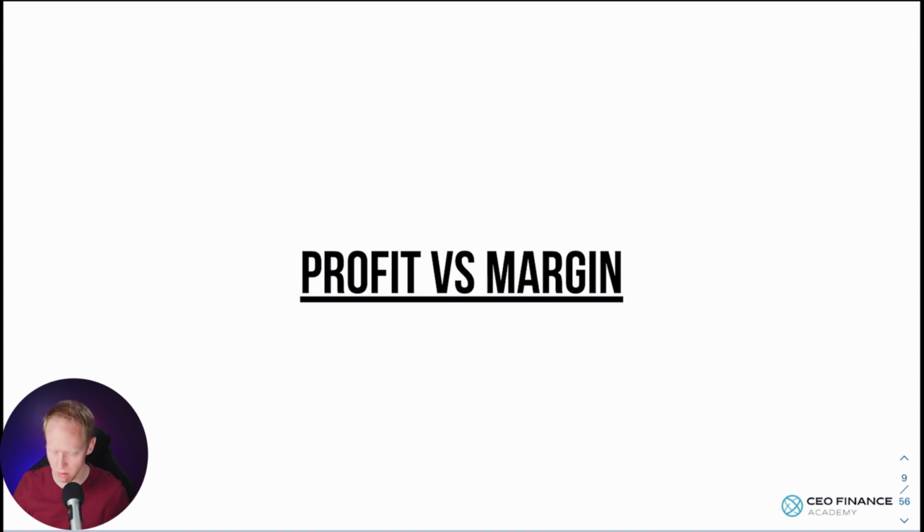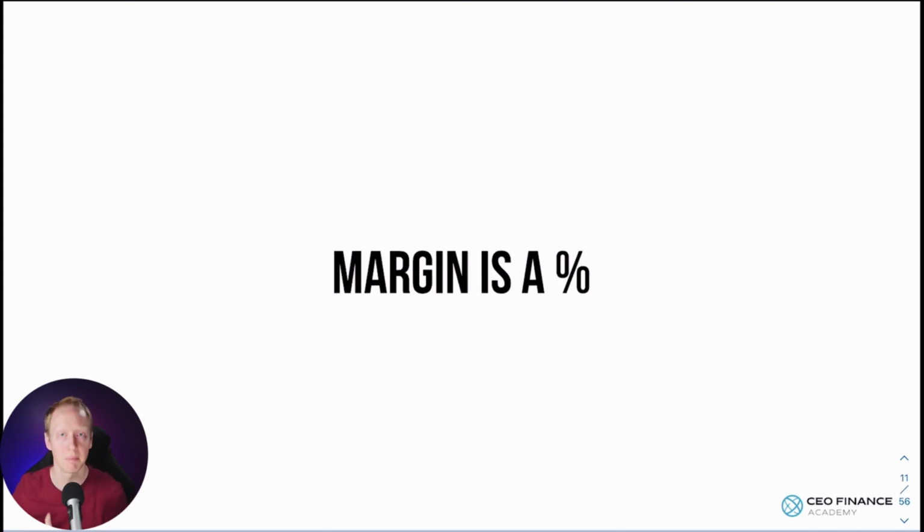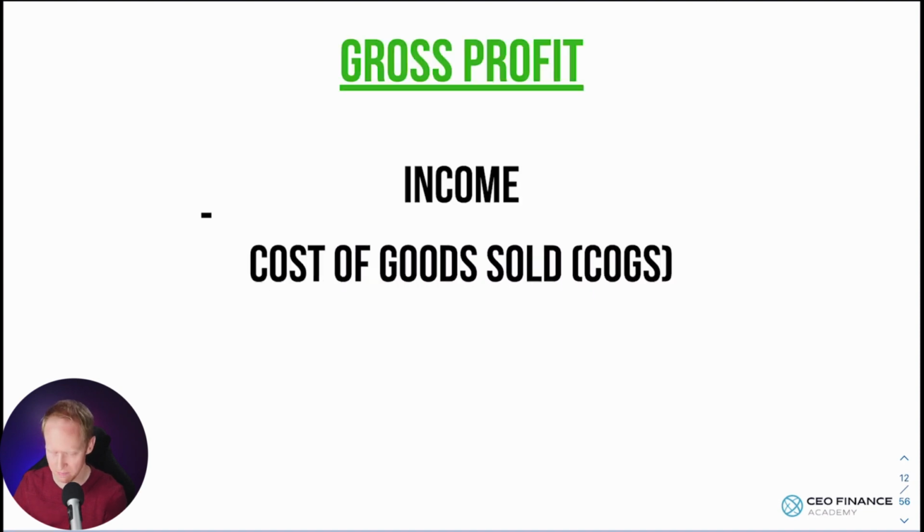The first thing is understanding that there's a big difference between profit and margin. So what do I mean by this? Well, profit is a dollar amount, okay? It's a firm number. Margin is a percentage. And so we're going to look at each of these in concert and how they affect each other. So the first one is gross profit and gross margin. Let's first look at gross margin and how we calculate it.